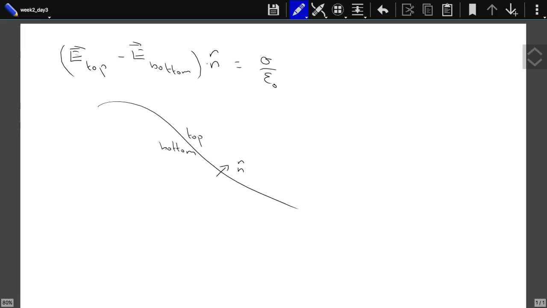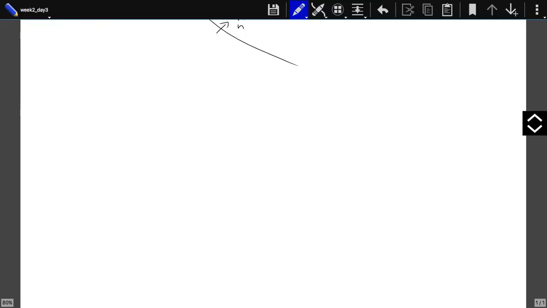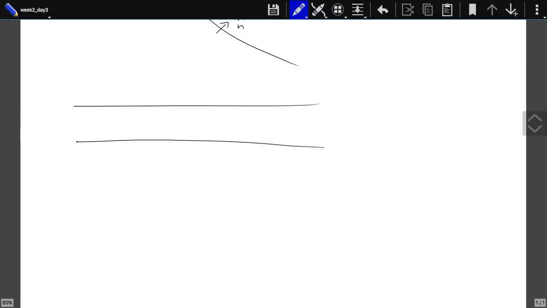Now let's try to apply it to a problem that we know. Two parallel plates separated by a distance d. Let's say d is very small. This is the area. d is very small.